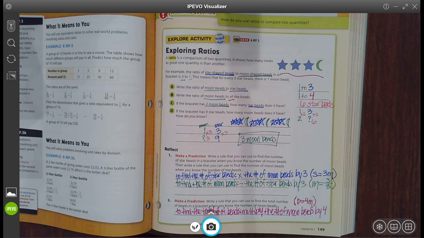Congratulations, you're already on your way to understanding ratios and using them to solve problems.